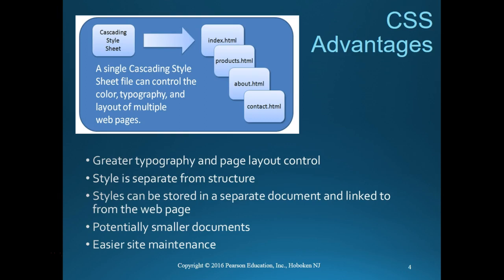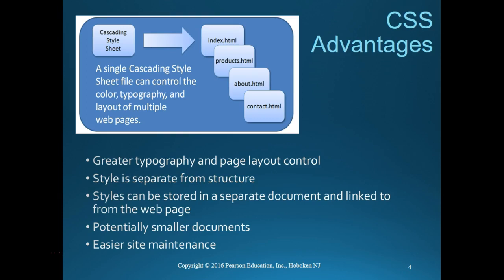So style is separate from structure. Like I showed you in that Zen garden, the structure of that page didn't change, but the look did. The styles themselves can be stored in a separate document, a style sheet, and then linked to your web page. And because of that, your pages, your documents, are potentially much smaller. So you have one style sheet that applies to 700 pages. And those 700 pages are just the basic HTML on each page. You don't need to write in directions for how to stylize it page by page. And obviously easier site maintenance.